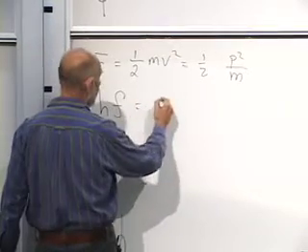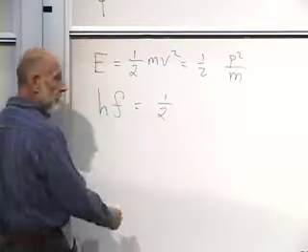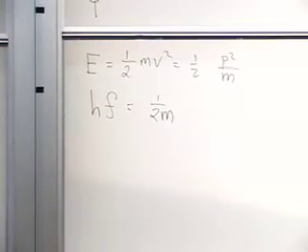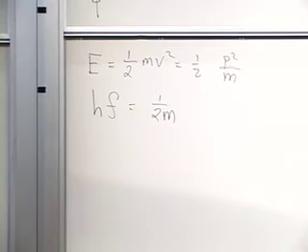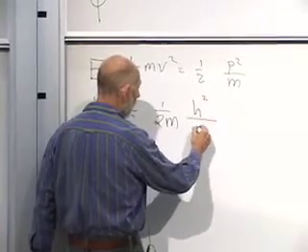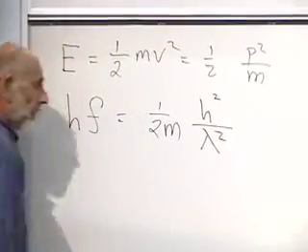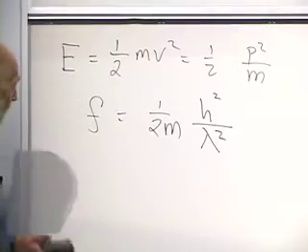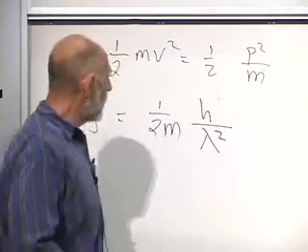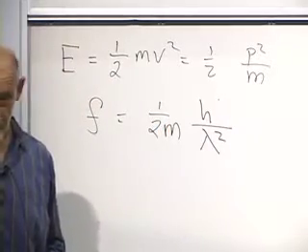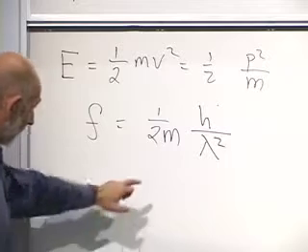On the right-hand side, we have 1/2. Let's put the m downstairs. And what about the momentum? The momentum is h divided by lambda. So that's h squared over lambda squared. And we can divide this equation by h. And we find that the frequency is 1/2m times Planck's constant divided by the square, this time, of the wavelength.